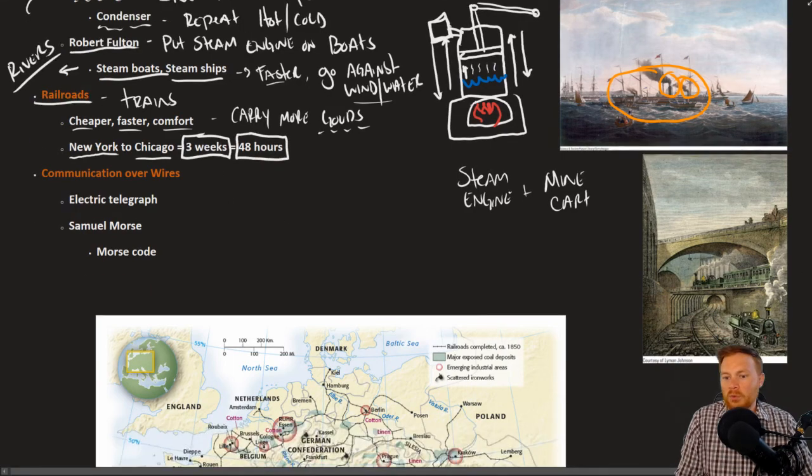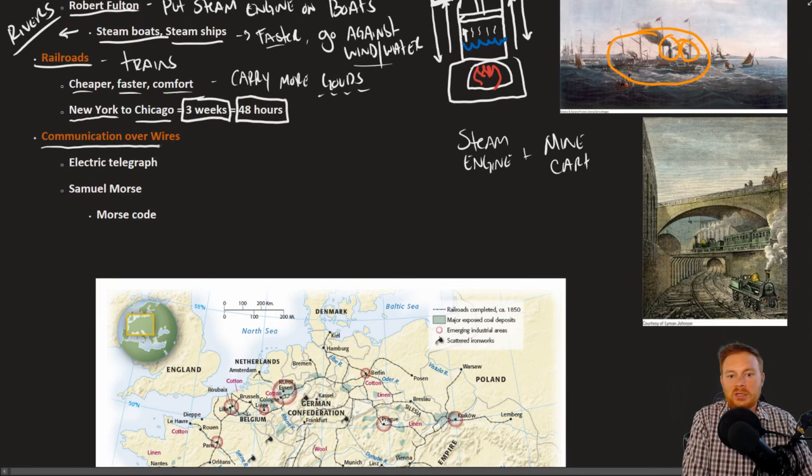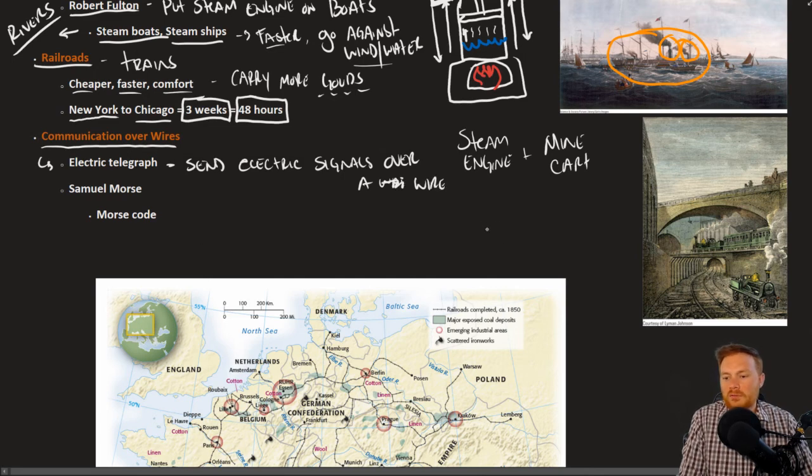Add on top of that one more layer, and that was communication, the invention of the electronic telegraph, which allows you to send electric signals over a wire. It made the world even smaller, right? So a telegraph would be something like you'd have to hang the wire up, right? But on two sides, you would have these people who could send electric signals back and forth via telegraph, and it would be a series of beeps.